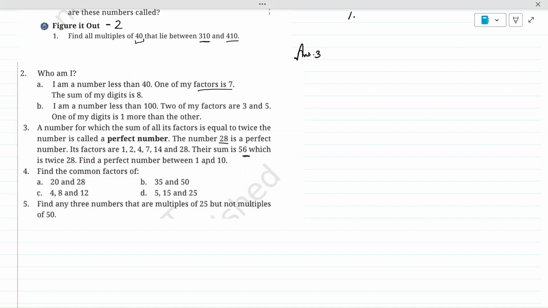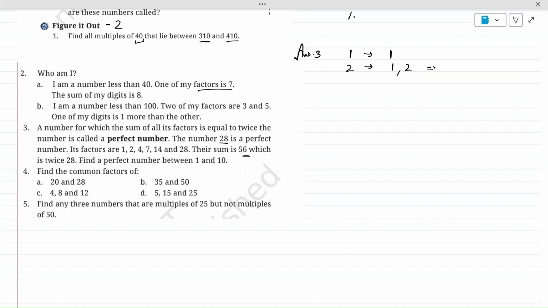Now we have to find a perfect number between 1 and 10. So kids, let's start this. I will start with 1. For 1, what are the factors? 1 only, which is not twice the number because it is 1 only. So now let's go with 2. For 2, the factors are 1 and 2.